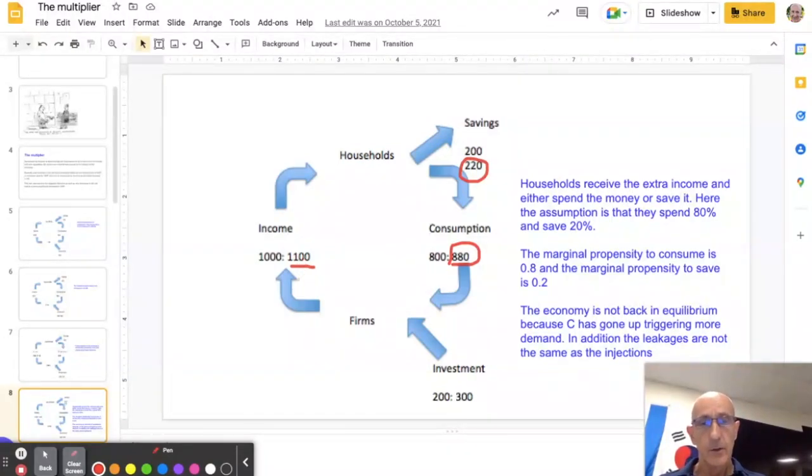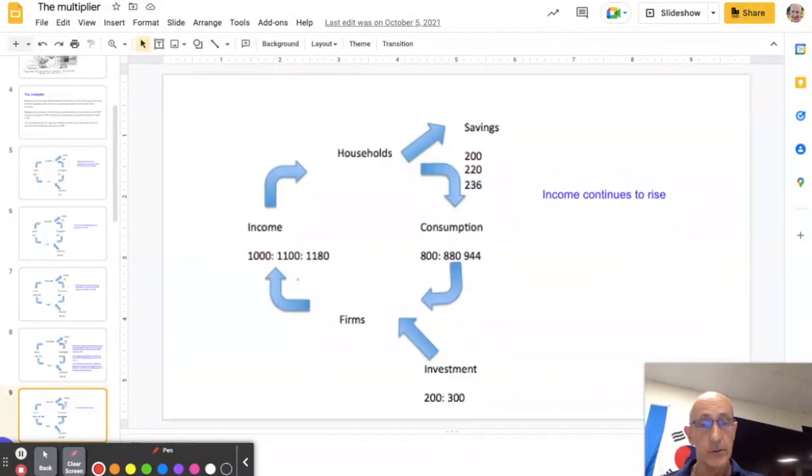So we'll continue on the circular flow diagram to show now there'll be a further increase in the level of output or income equal to 880 plus 300, 1180, which will further generate changes in savings, 0.2 of that will be saved, and consumption, 0.8 of that will be spent, and we'll go round again.